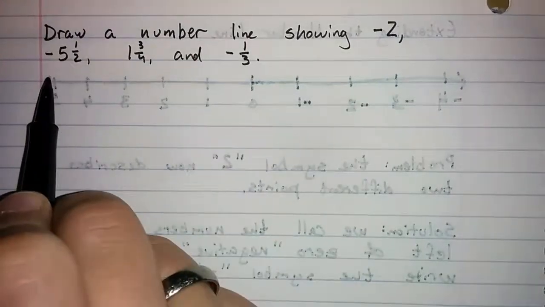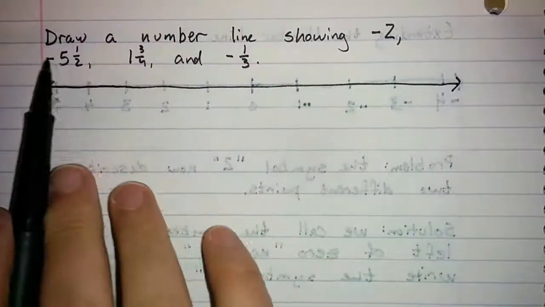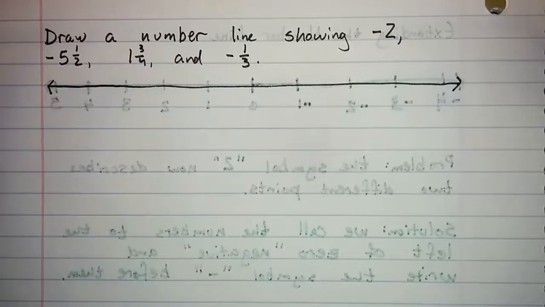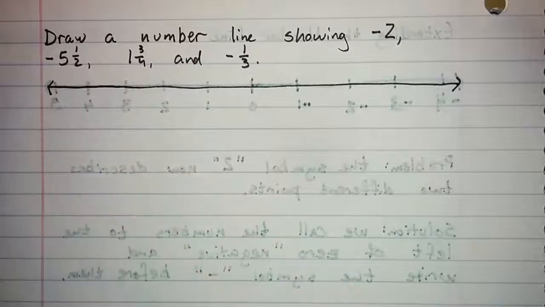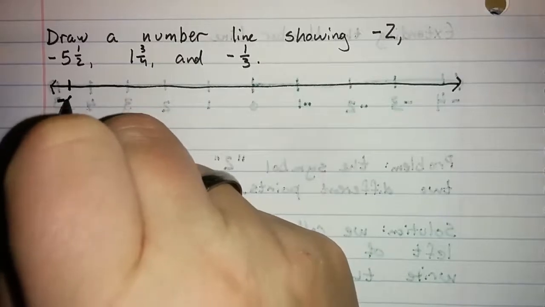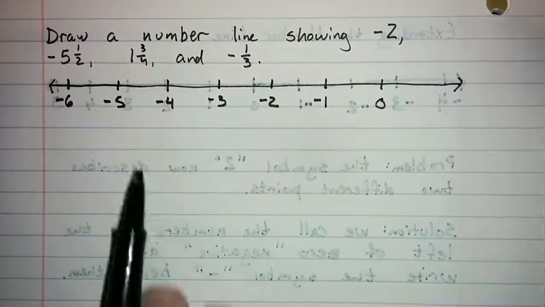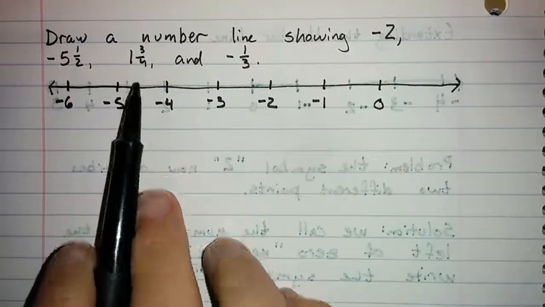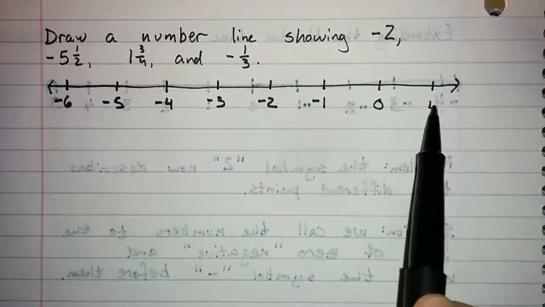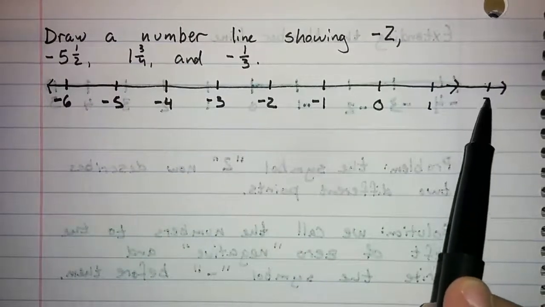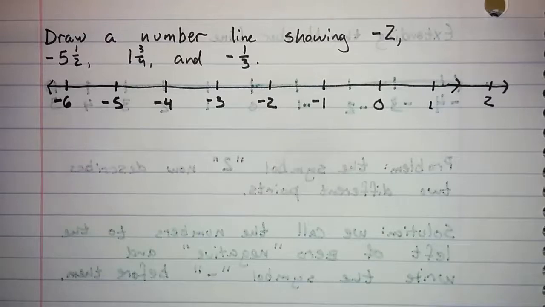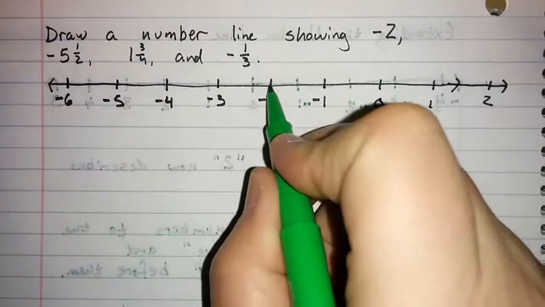All right, so it looks like I'm going to need -5.5 off to the left. I'm going to start out beyond there. What comes after -5 to the left is -6. So I'll start at -6, 0, and then to get up past 1 3/4, I need to go up to 2. Looks like I didn't give myself quite enough space. Here we go, 2 out here. So -2, well, that's already marked. That's right here.